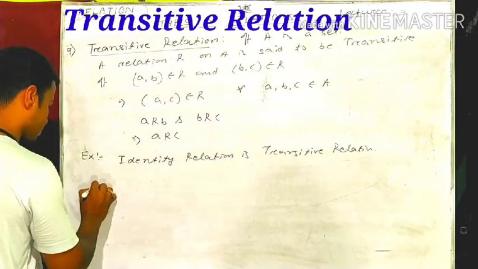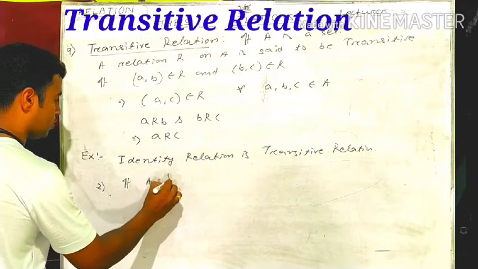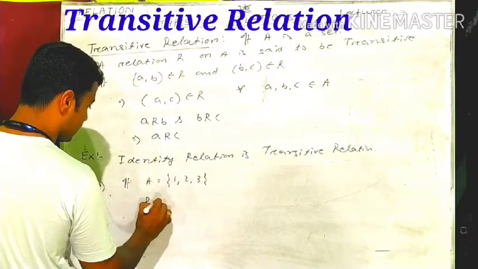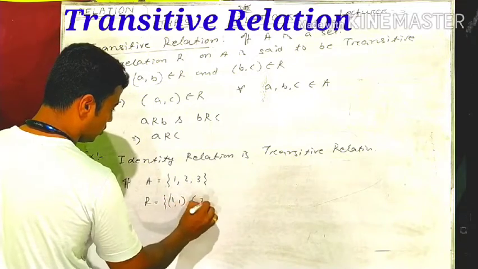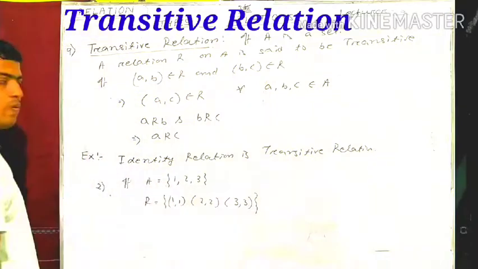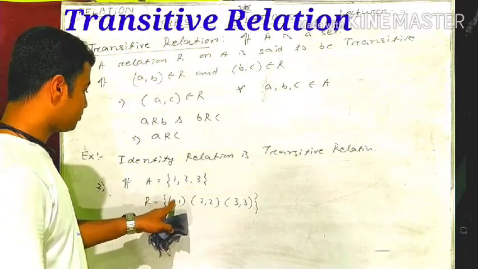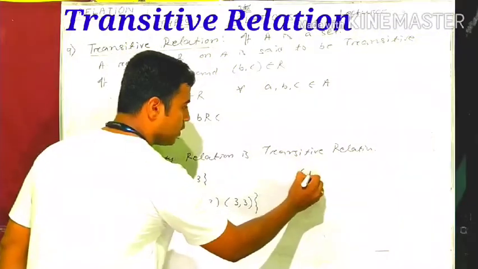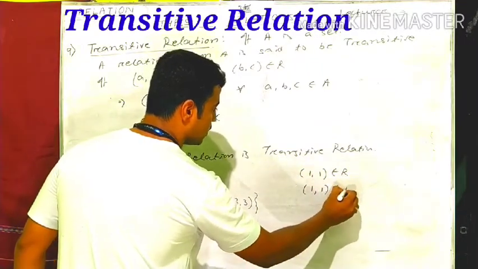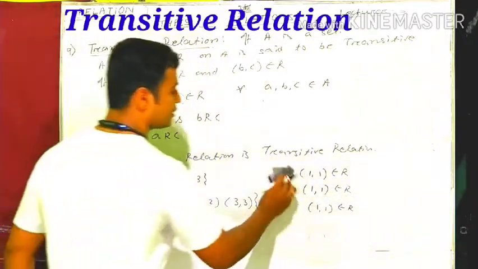Second example, if A = {1, 2, 3}, the relation R = {(1,1), (2,2), (3,3)} is a transitive relation. The relation is transitive because (1,1) belongs to R, again (1,1) belongs to R, and again (1,1) belongs to R. So this relation is a transitive relation.